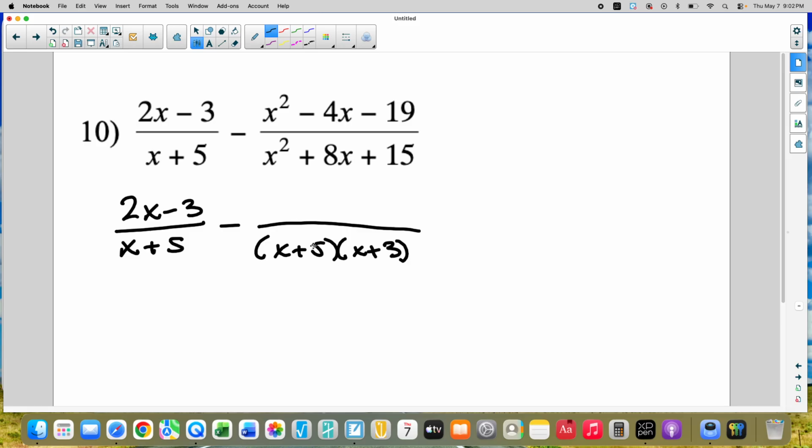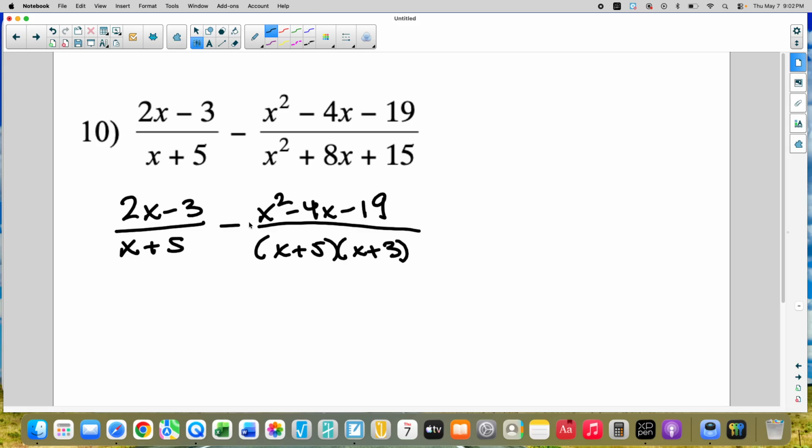X times x is x squared. 5 times 3 is 15. We're not going to factor this. I saw some students factoring this. You are not going to factor it because we have to combine all the numerators. If it's products, then we're not going to be able to add or subtract it from this. So right now we're still looking at the denominators. We got to find a common denominator. So you got to stay focused and understand where you're going with this problem.